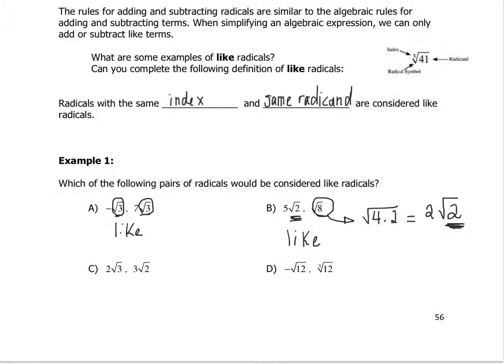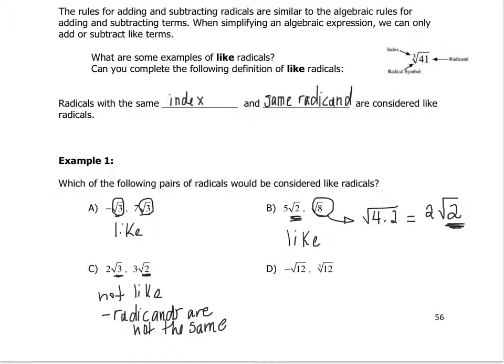2 root 3 and root 2, though, are broken down as much as they can be. They're simplified as much as they can be, and root 3 is not the same as root 2. They're not like, because the radicands are different when they're simplified. And both of them are already simplified radicals.